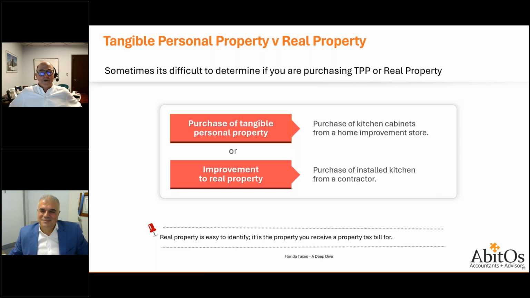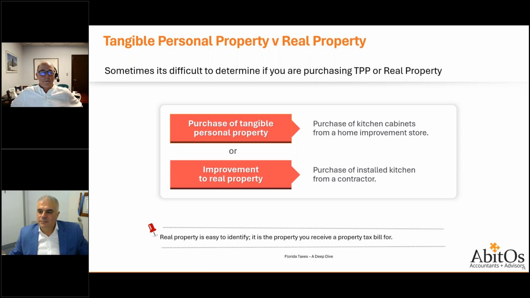What is tangible personal property? This is the most misunderstood thing there is. Tangible personal property is not real property. Real property is a little easier to identify. It's anything that is real estate and anything you get a real estate tax bill for. It's a house, it is a boat dock, it's raw land, it's a shopping center. It's pretty much anything we know is real estate.